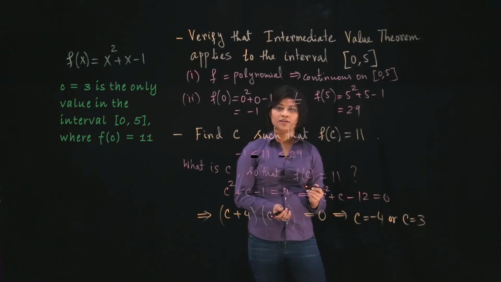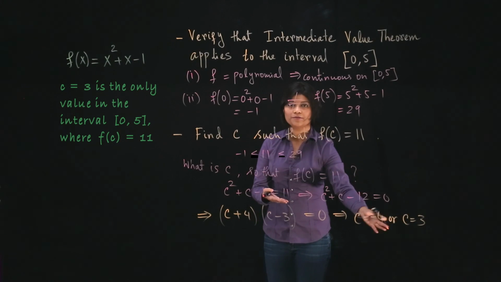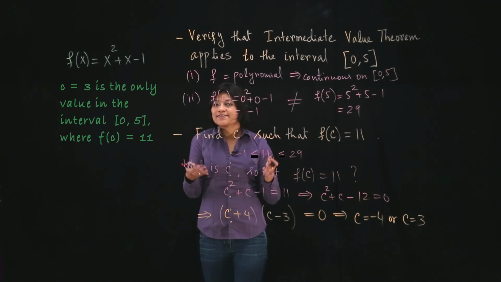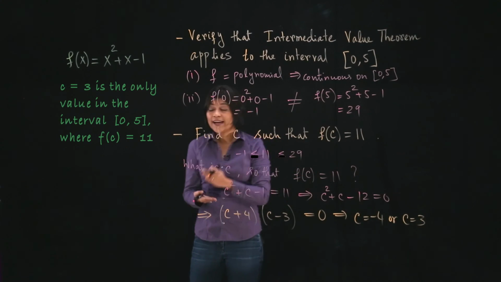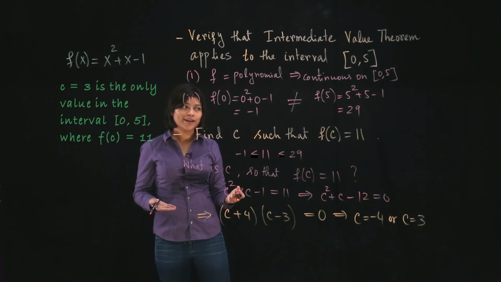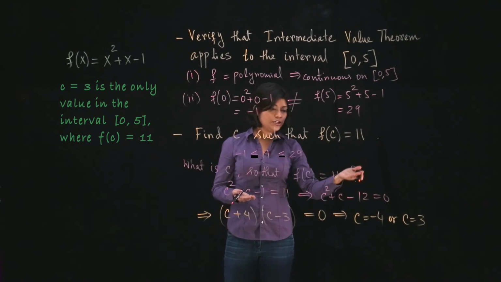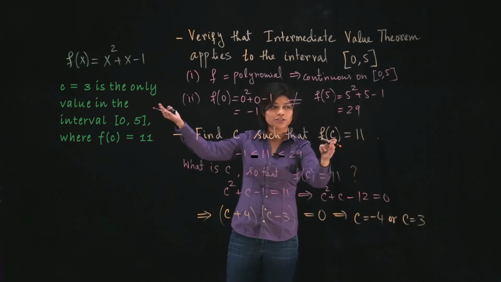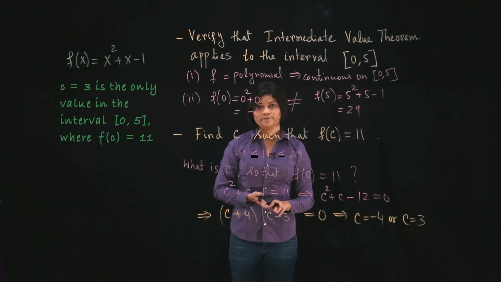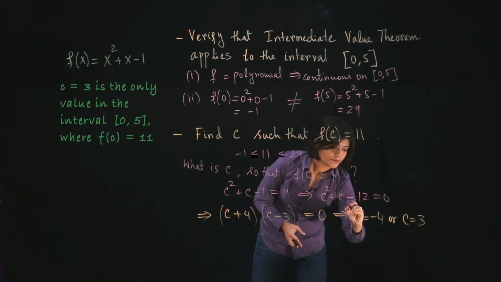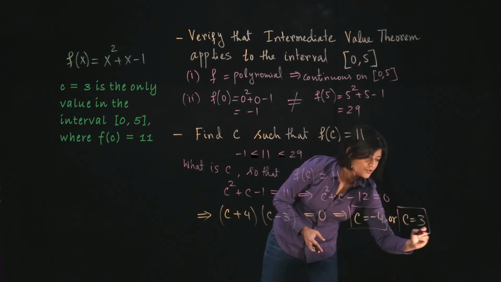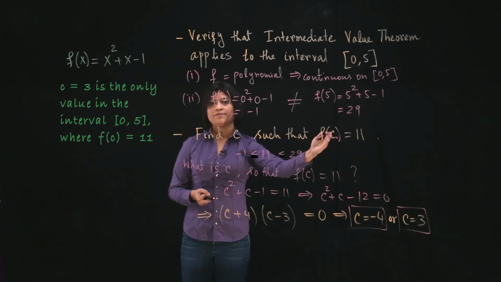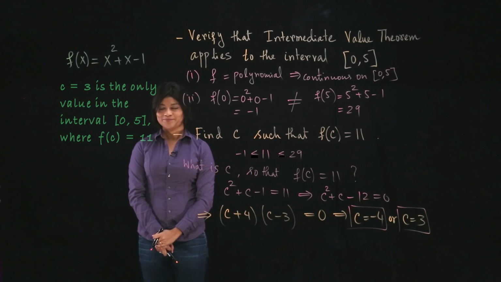That's another one. So what does that mean? We got 2 different values. That means the intermediate value theorem doesn't say that there has to be exactly one value. It can be more than one. And in this case, it is. So you actually have 2 different c that if you plug in the function, you get the output 11. So here are our answers. c can be either negative 4 or 3 for f of c to be equal to 11. Thank you.